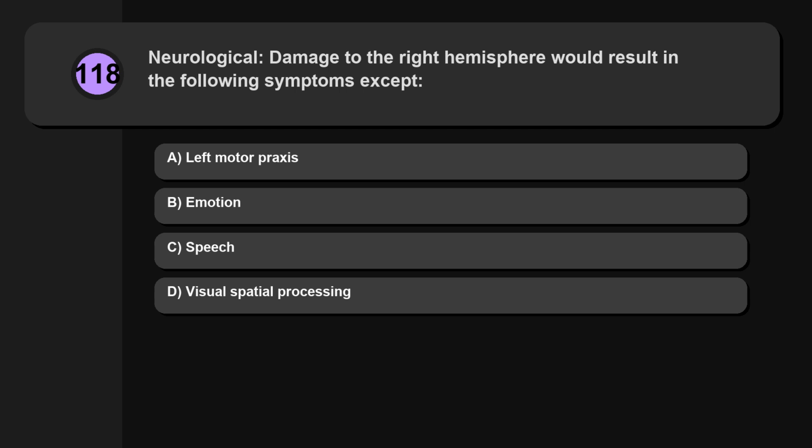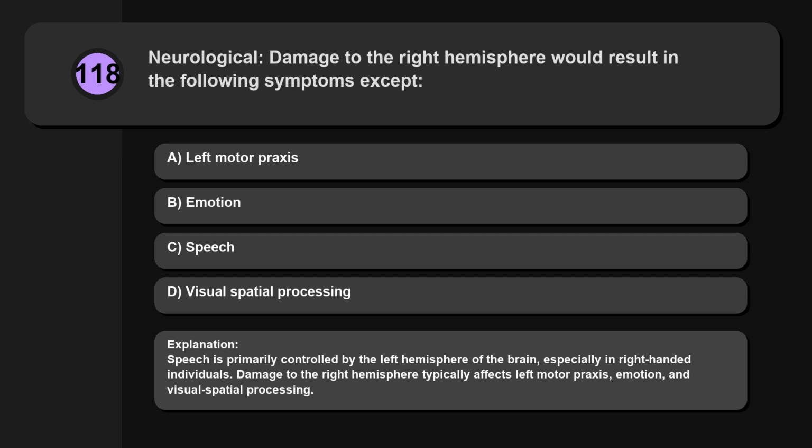Question 118. Neurological. Damage to the right hemisphere would result in the following symptoms except: Option A, left motor praxis. Option B, emotion. Option C, speech. Option D, visual spatial processing. The correct answer is option C. Speech is primarily controlled by the left hemisphere of the brain, especially in right-handed individuals. Damage to the right hemisphere typically affects left motor praxis, emotion, and visual spatial processing.